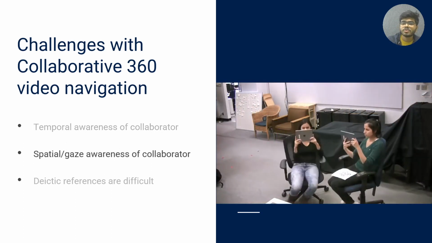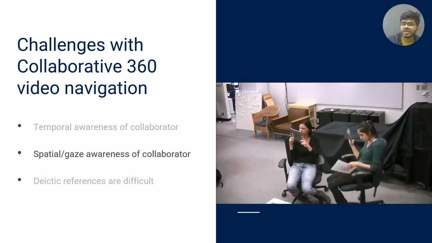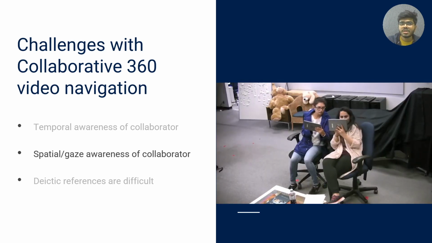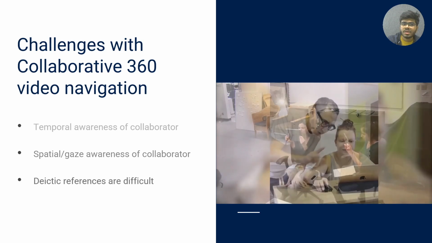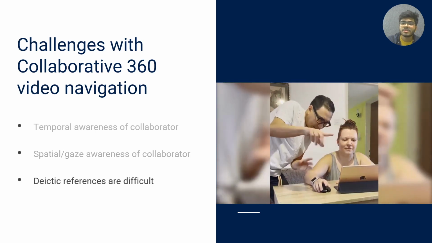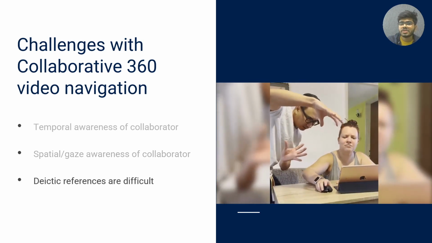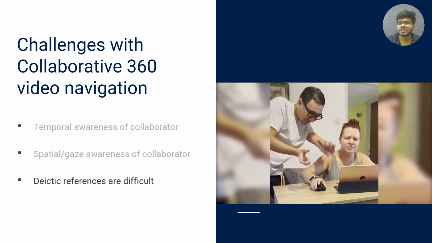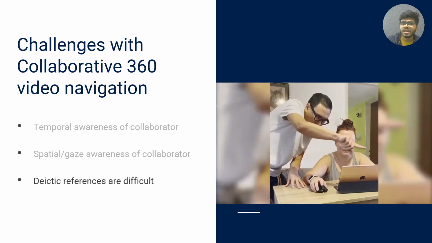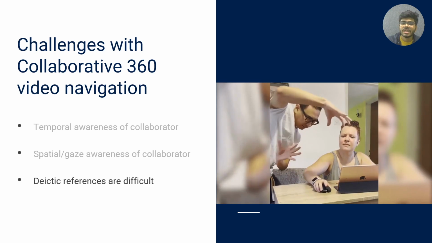Secondly, specific to 360 videos where users can pan around to choose their own perspective, it can be challenging for users to maintain an awareness of where other people are looking in the video. And lastly, current 360 video players do not provide a method to point and refer to specific objects in the video environment. Hence, deictic references can be difficult.